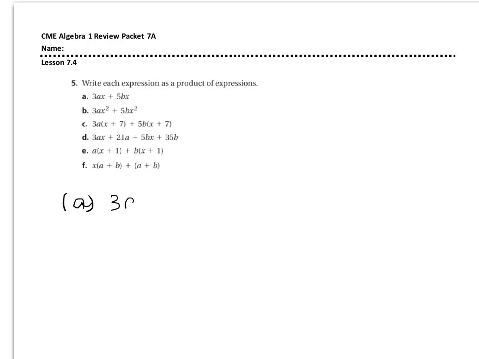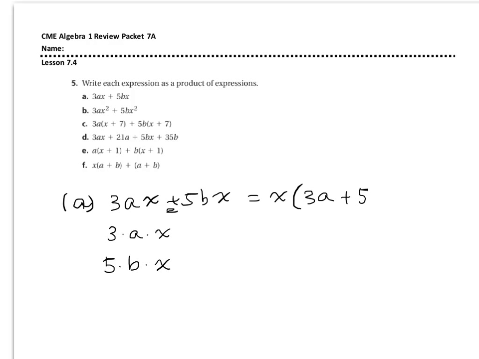you have 3ax plus 5bx. So you look at 3ax as 3 times a times x. And then you look at 5bx as 5 times b times x. And look for the common one, the same one. X is in common, so those are going outside. And then whatever is left will be inside. So you have 3a plus 5b.